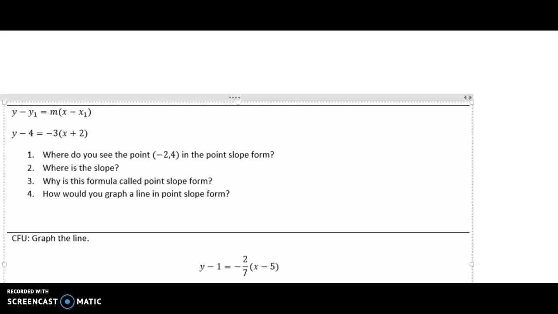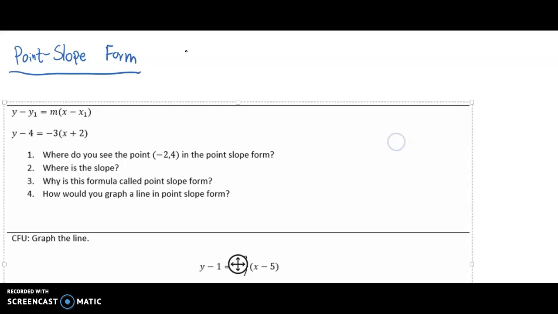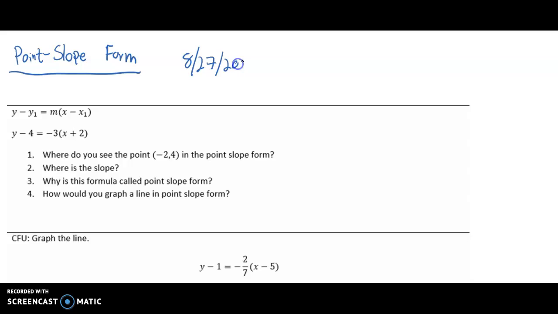At the top of your page, we're going to put our topic for the day and our date. Our topic is point slope form. Also at the top of the page, you're going to have today's date. Today is Thursday, August 27th, 2020.